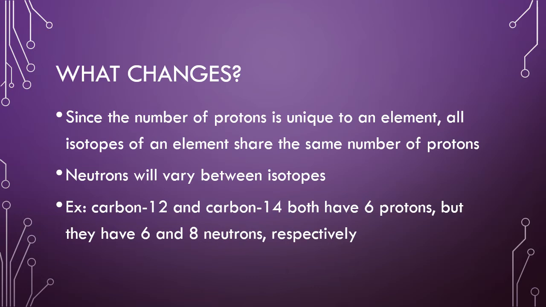So, what is different between each different isotope? Since the number of protons is unique to an element, all isotopes of a known element share the same number of protons. This means that the only other particle that has significant mass, the neutrons, will be the one that varies between different isotopes. For example, carbon-12 and carbon-14 are two isotopes of carbon. Both of them will have 6 protons. However, carbon-12 has 6 neutrons and carbon-14 has 8 neutrons.